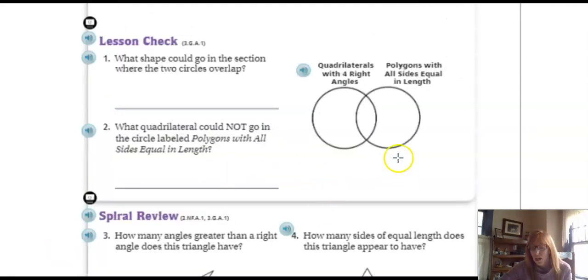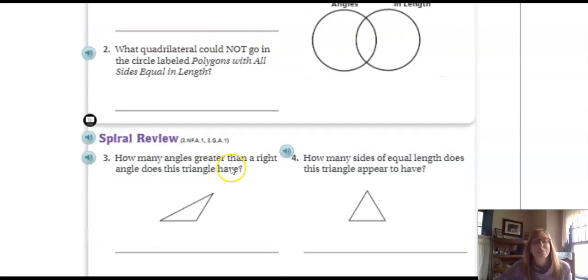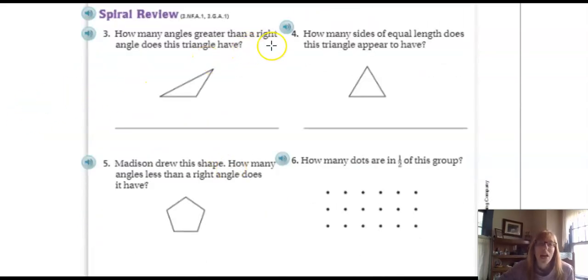So your lesson check, number 1, it would be right here. What shape could go in both sections where they overlap, and hopefully you figured out a square. Number 2, a quadrilateral that could not go and labeled with all sides equal. Well, hopefully you saw that that was a trapezoid. Your spiral review, how many angles greater than a right angle does this one have? And hopefully you saw 1, because this is an acute, this is an acute, and this is an obtuse, which is greater than a right angle.